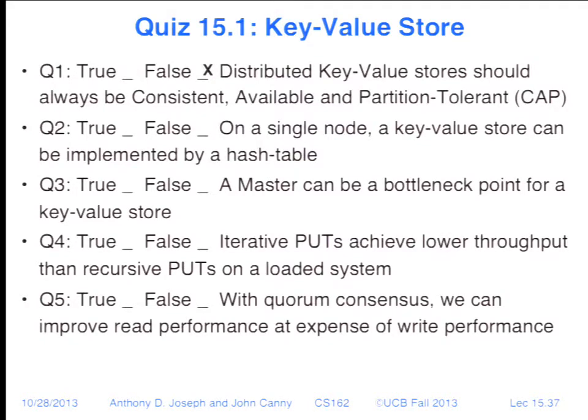On a single node, a key value store can be implemented by a hash table. True, yeah, it's basically a distributed hash table, so the hash table works on one node. A master can be a bottleneck, yeah. Iterative puts achieve lower throughput than recursive puts. Yeah, opposite, good, all right.